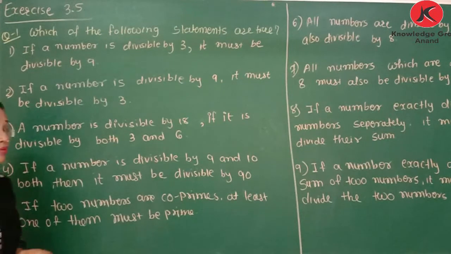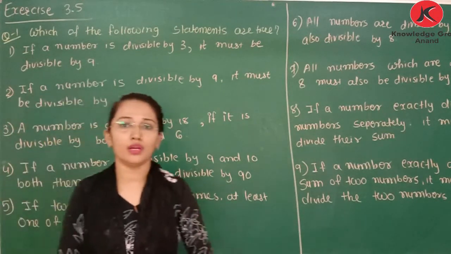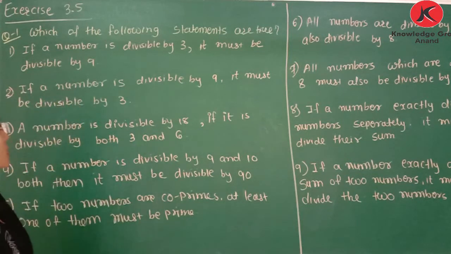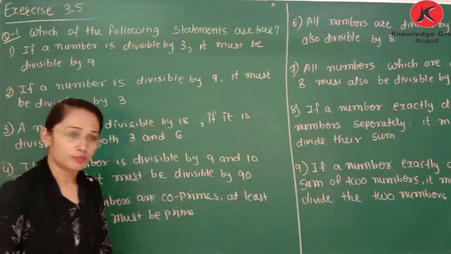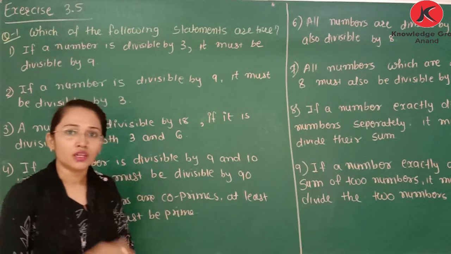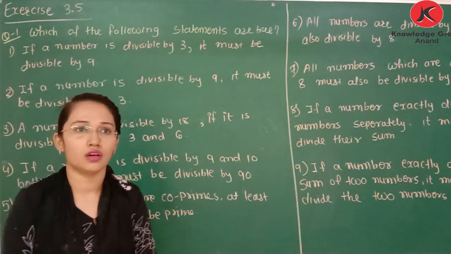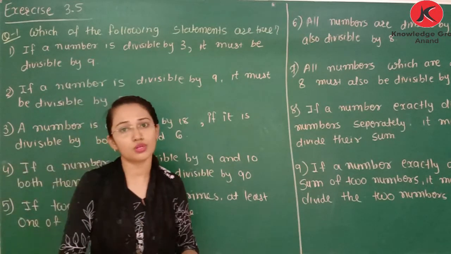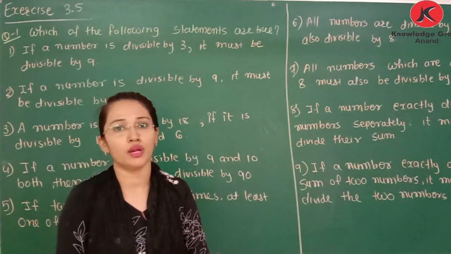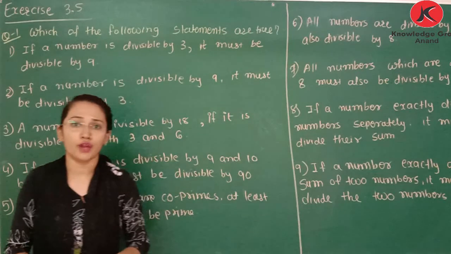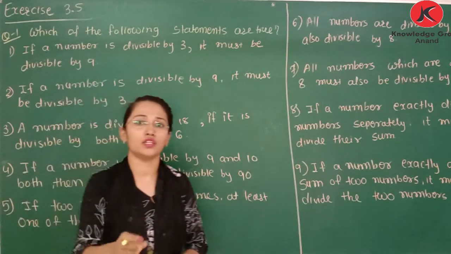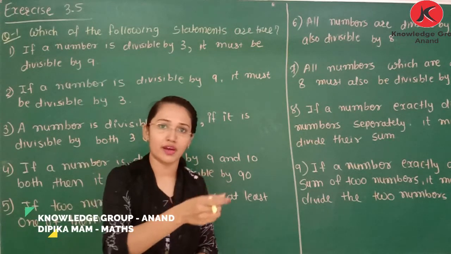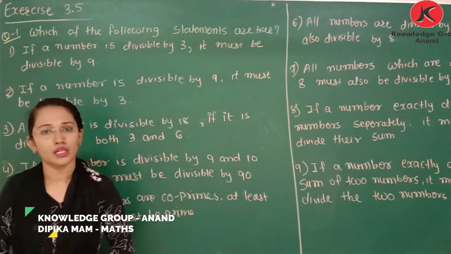Okay. Now, whatever rules we learned in the previous video, we need to use those rules to start the exercise. Please remember the rules. When a number is divisible by a number, then it is also divisible by the factors of that number. For example, if a number is divisible by 12, then it is also divisible by 3 and 4. Okay?